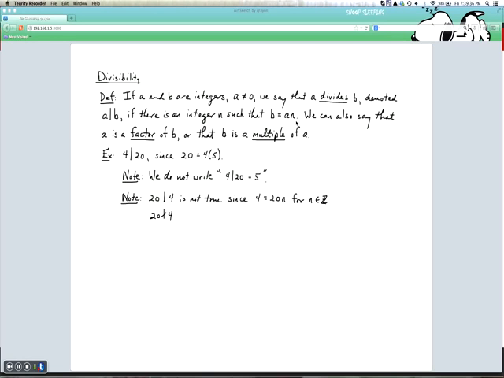So, just want to stress that the notation we're talking about is not actually dividing anything. We're making a statement that a divides b, or in this case, 4 divides 20. Okay?